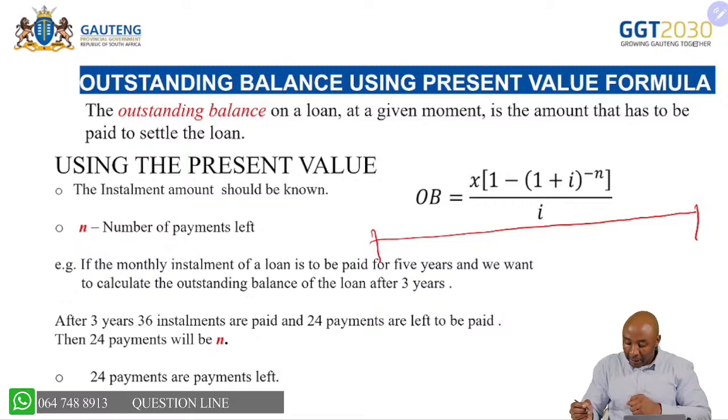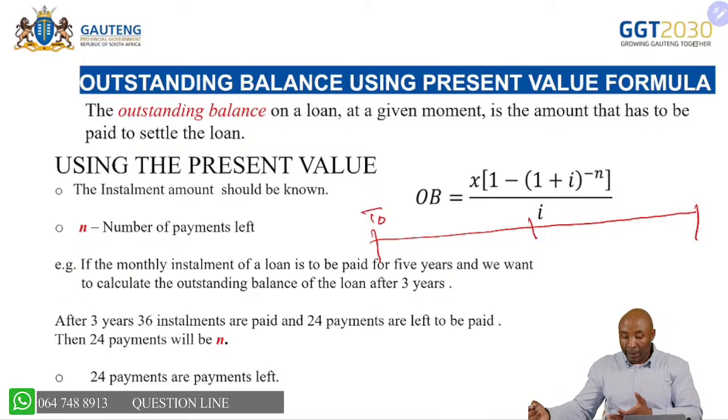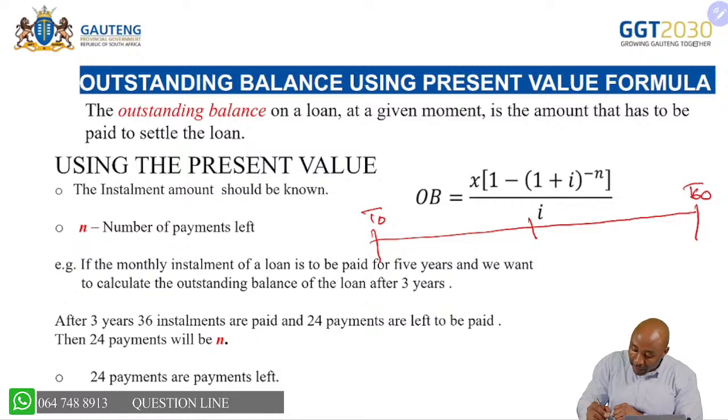You are told that you want to calculate the outstanding balance of the loan after 3 years. So here I'll have my T0. If the interest is compounded monthly, it means for the whole period we should make 60 payments. And we know that after 3 years, this means T36.